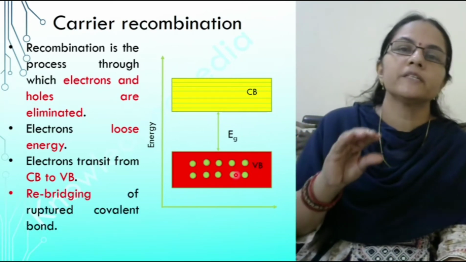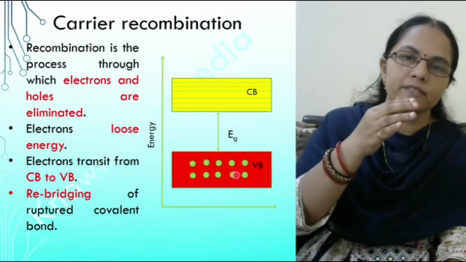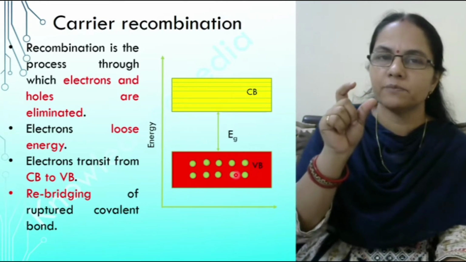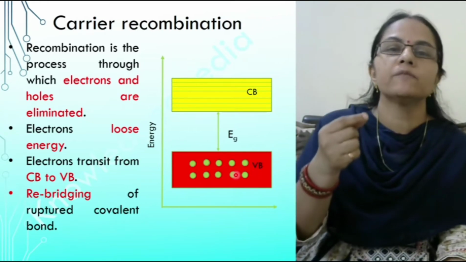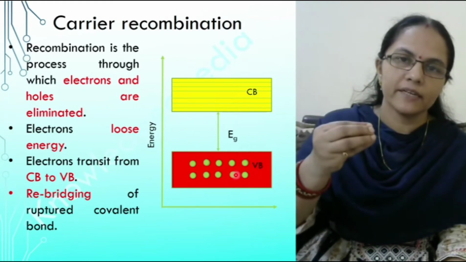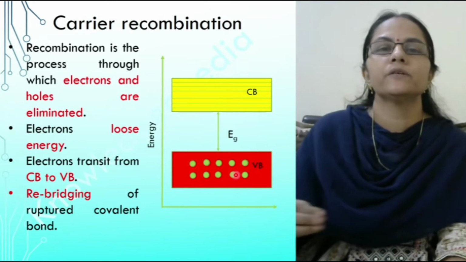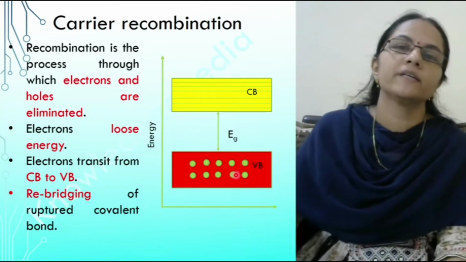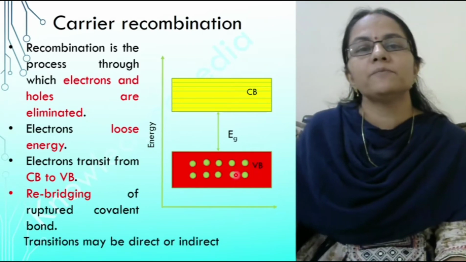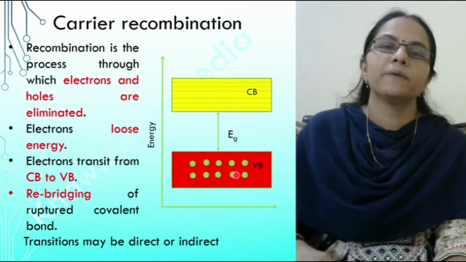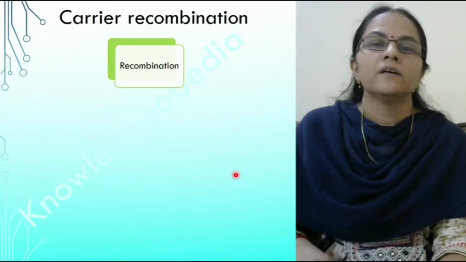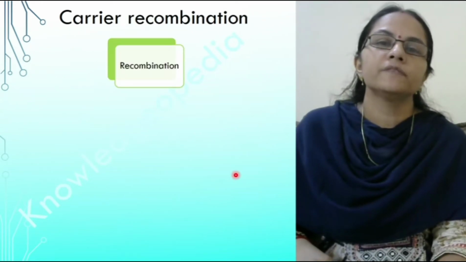Rebreaking of the ruptured covalent bond. In the previous case, during carrier generation, we have seen that the covalent bond breaks, and due to the breaking of the covalent bond, we get the electron-hole pair. And here, as the electron comes and recombines with the hole, that broken bond is restored. The transition from the conduction band to the valence band may be direct or indirect, which we will see further. The recombination can be of three different types.